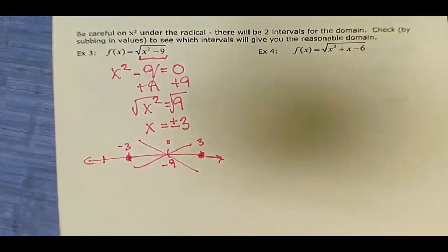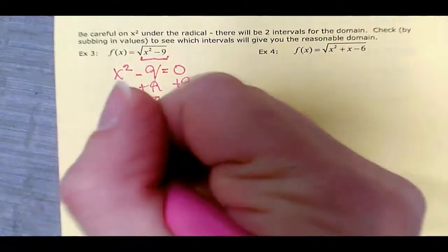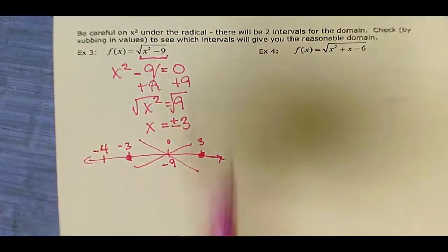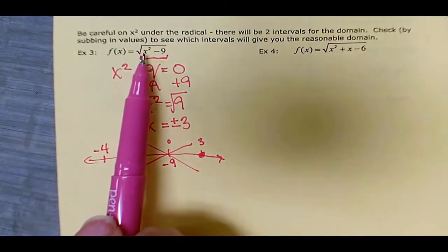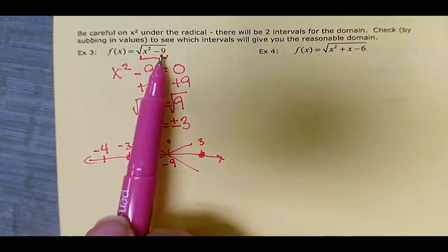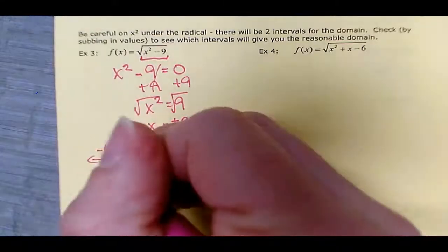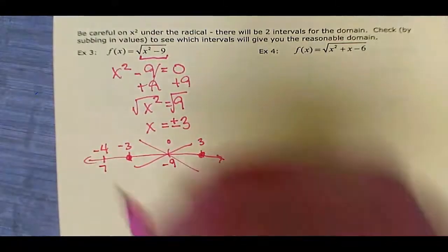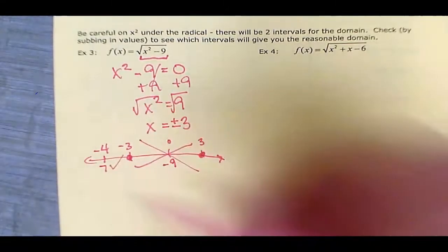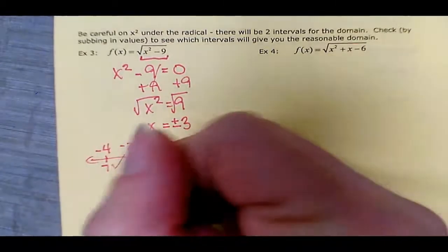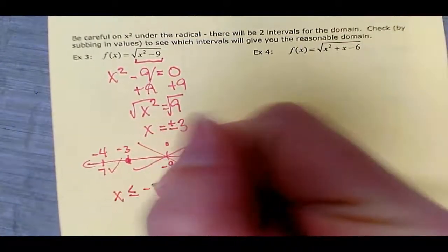So it could be anything less than negative 3. It could be negative 4, negative 5, negative 6, whatever you want it to be. I'm going to make it negative 4. And I'm going to substitute negative 4 here. So negative 4 squared is 16. And 16 minus 9 is 7. And that's a positive number. That can be under the radical, so that's good. All of this area over here is correct. So my x values can be less than or equal to negative 3.